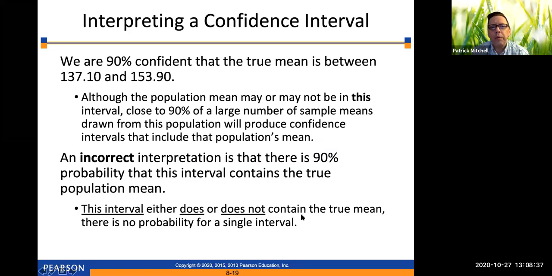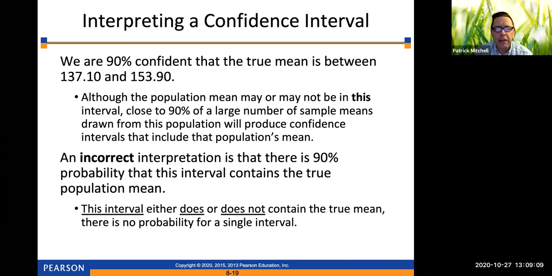All right, so again, we're 90% confident that the true mean is between 137.1 and 153.9. So what does that mean? It means that although the population mean may or may not actually be in that interval, close to 90% of a large number of sample means drawn from this population will produce confidence intervals that include that population's mean.